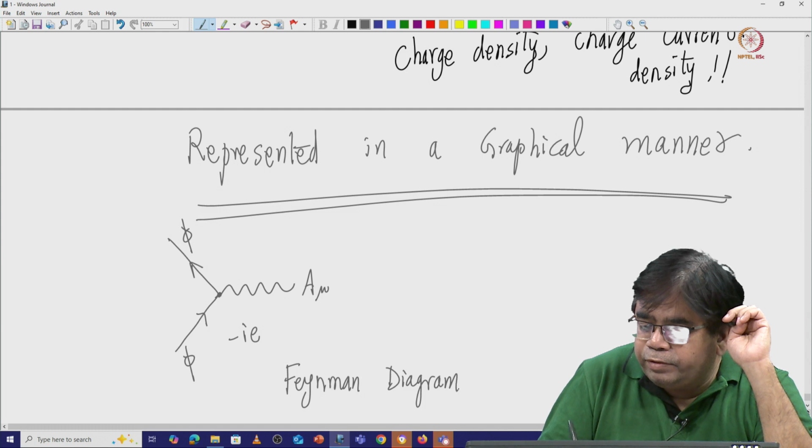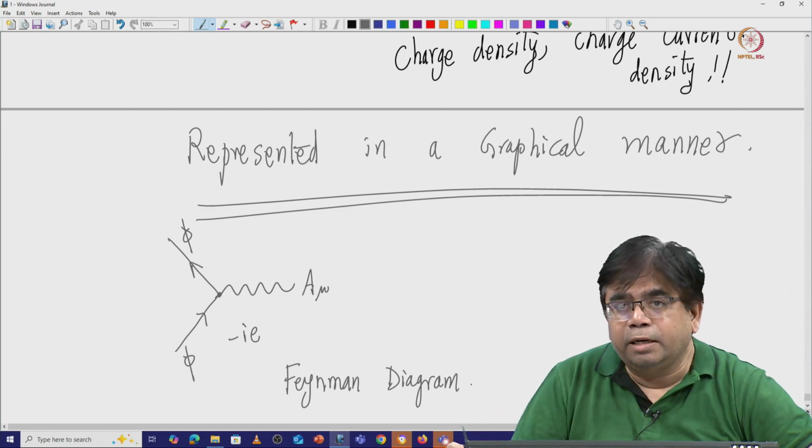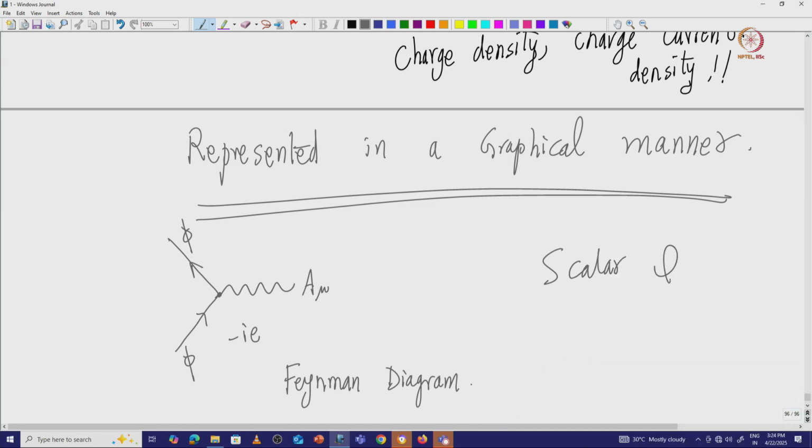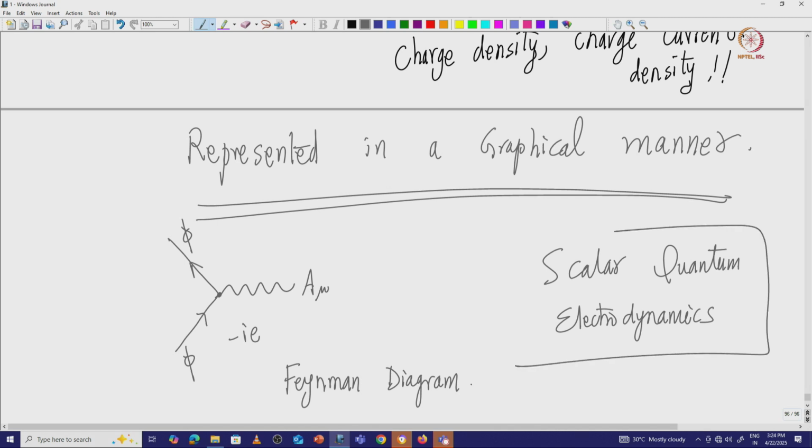The theory which we are looking at is called scalar QED, scalar quantum electrodynamics. Normally, ordinary electrodynamics, which we will see a bit later, is a theory of electrons and photons, but here instead of an electron what you have is a scalar particle which does not have any spin.